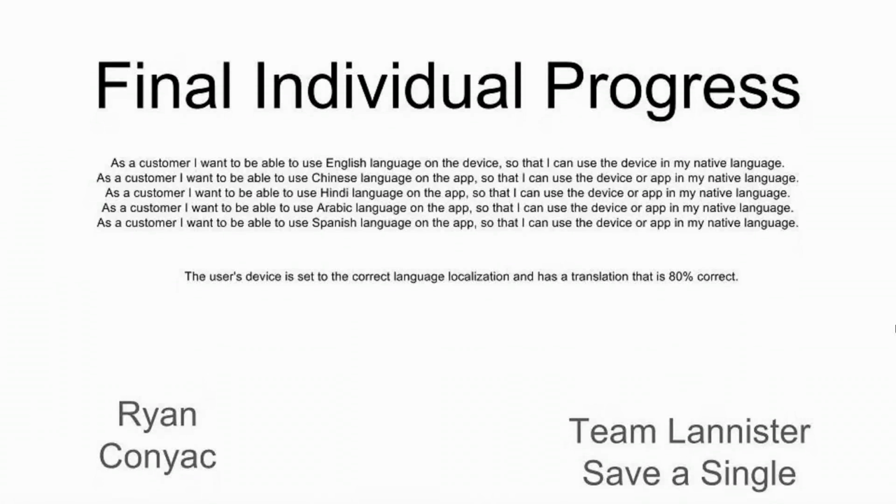These all are lumped into a similar user story, as they all have to do with the language and localization settings for the application. As a customer, I want to be able to use the English language on the device, so I can use the device in my native language. As a customer, I want to be able to use Chinese language on the app, so that I can use the device or app in my native language.